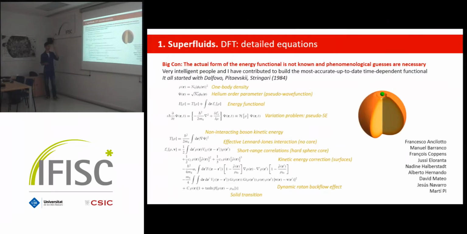After many years, we found a DFT functional that is able to reproduce most of the main properties of the helium. But this is fully empirical, so we add every term according to the particular effect we want to include. So we have a term for the kinetic energy, we have a term for the Lennard-Jones interactions without the core, we have a term that represents the short range interaction. We have corrections for the kinetic energy. We have the effect of the backflow, and also the solid transition if you have high pressures in order to define the solidification of the fluid. So the philosophy is that it's fully empirical.